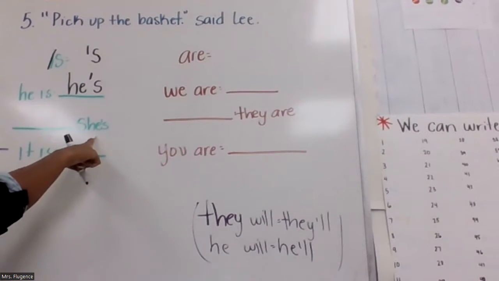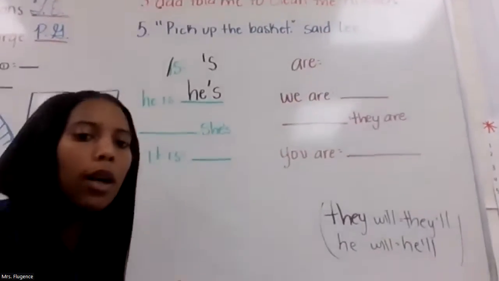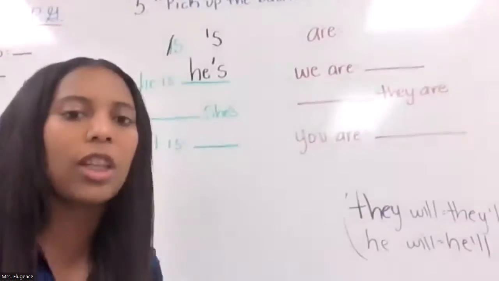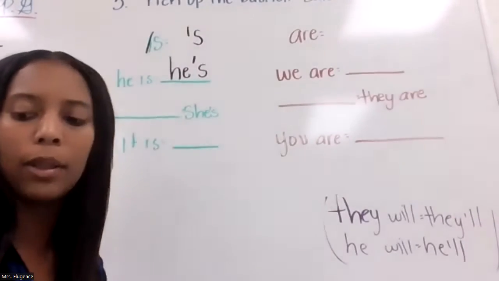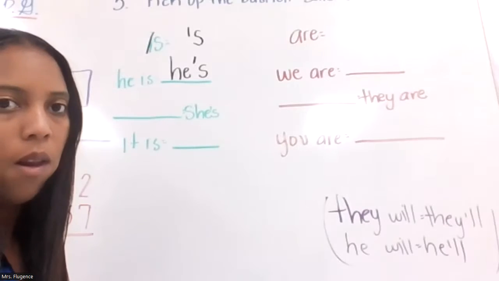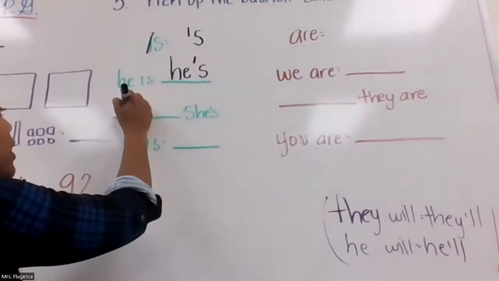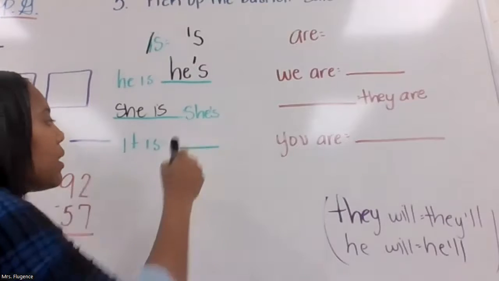Okay, now look at this. The contraction is she's. What were the two words? She is. She and is. Good. She and is together makes she's.